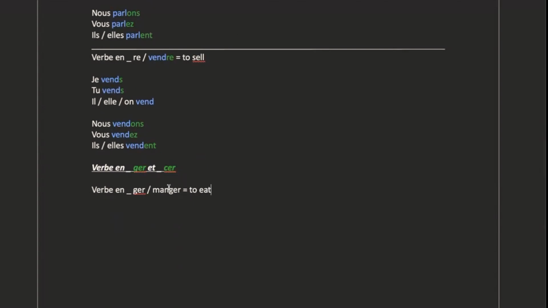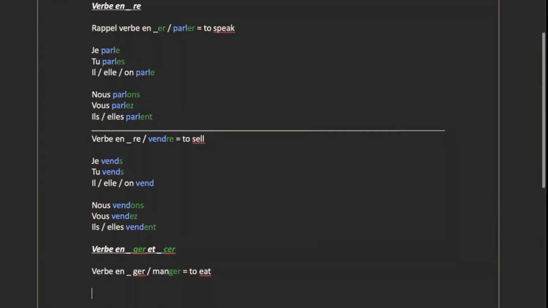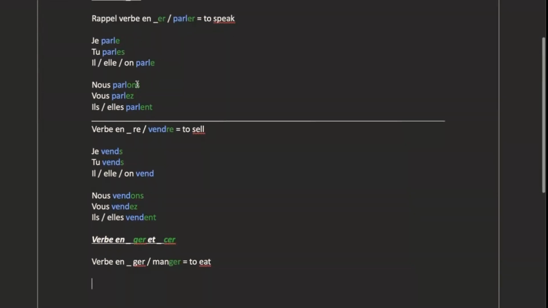Okay? GER verbs are conjugated the normal way. Je mange: I drop the ER and put E, just like I did here. E, ES, E, ONS, EZ, ENT. Okay? So je, tu, il, elle are going to be the same as for the ER verb. Nous is going to be special.